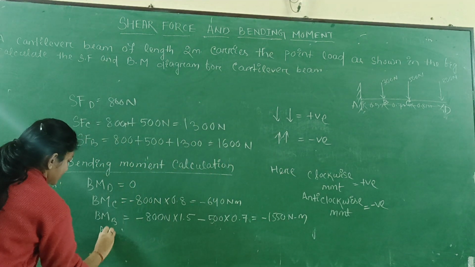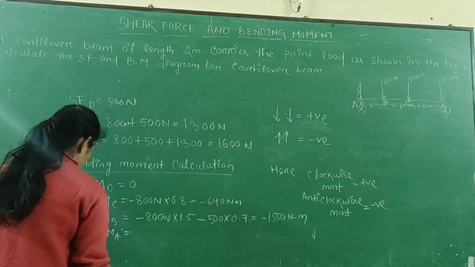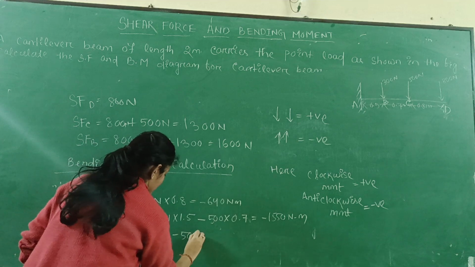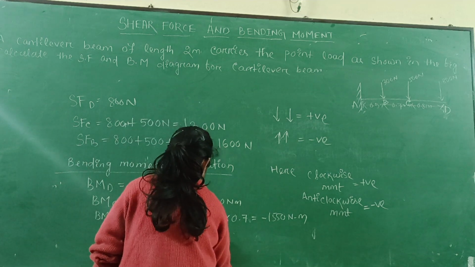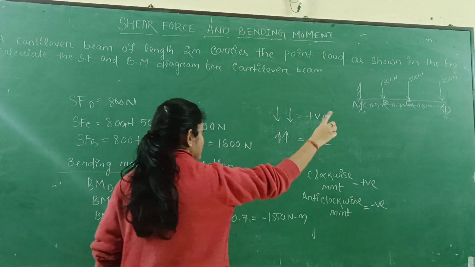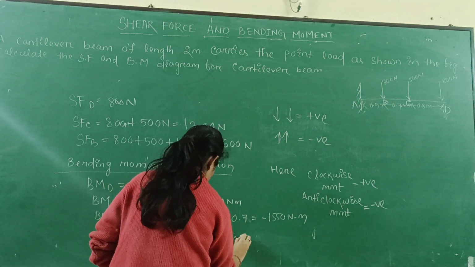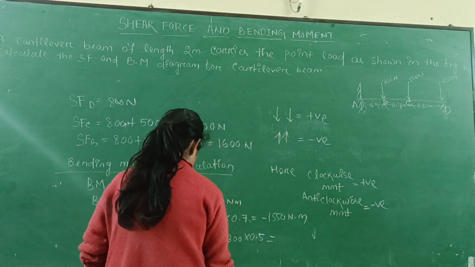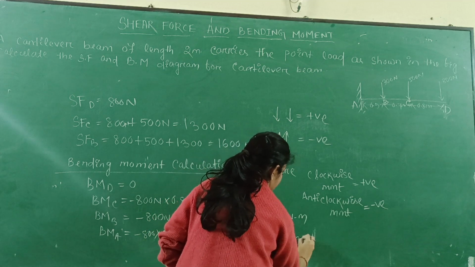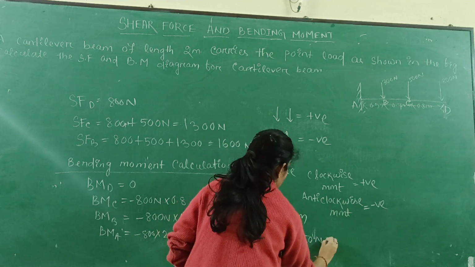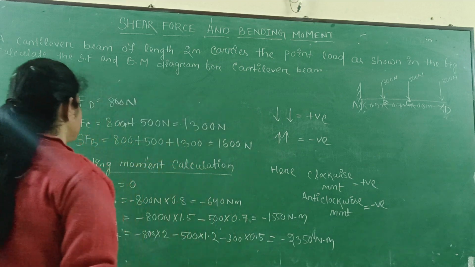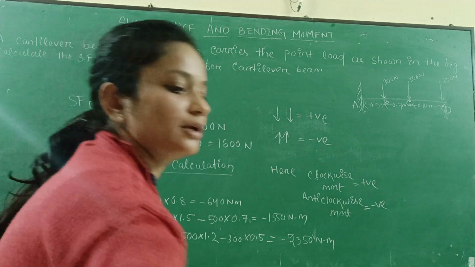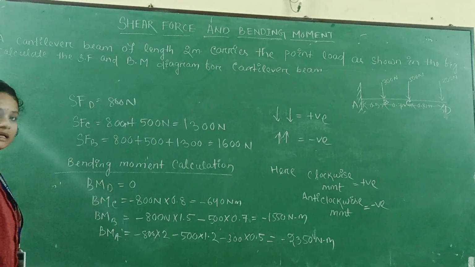And last one, bending moment at A, minus 800 into 2 minus 500 into 1.2 and minus 300 into 0.5, that is equal to minus 2350 Newton meter. We got the shear force and bending moment values. Then we have to draw the shear force and bending moment diagram.